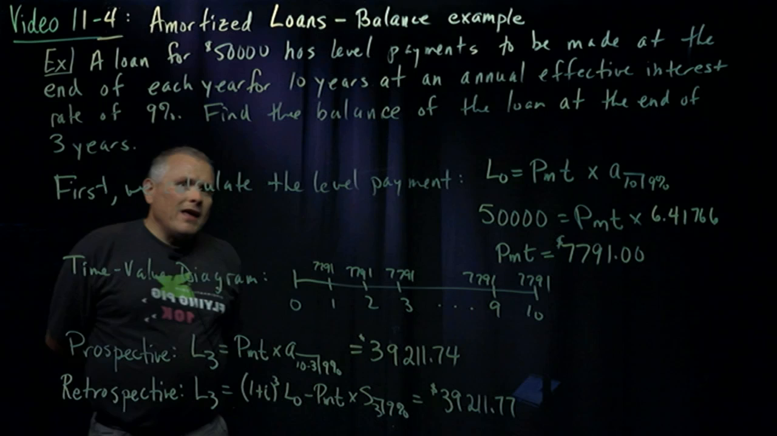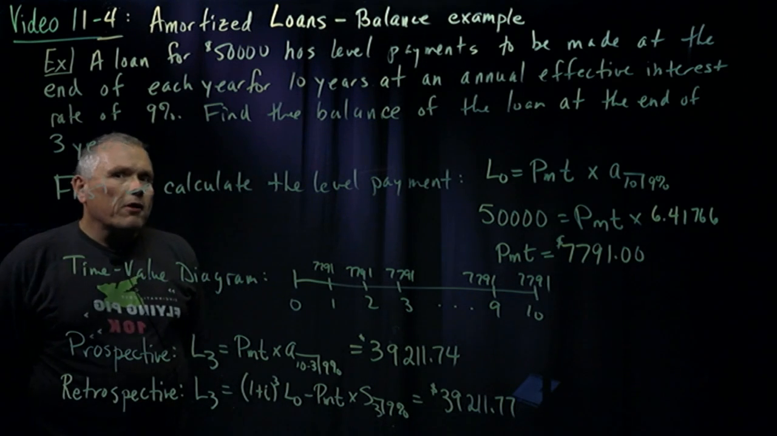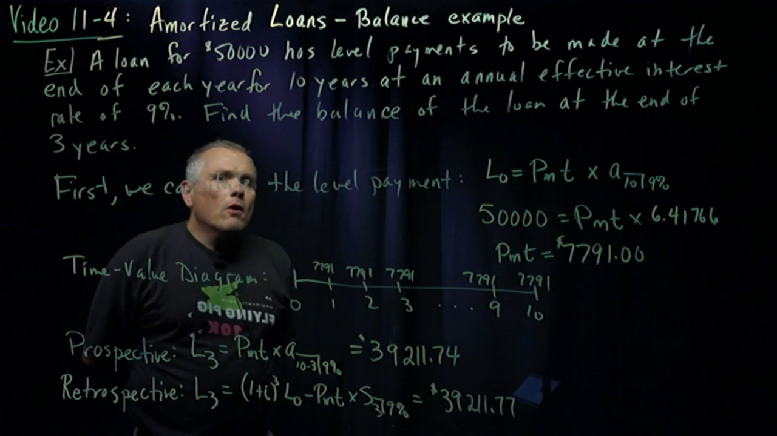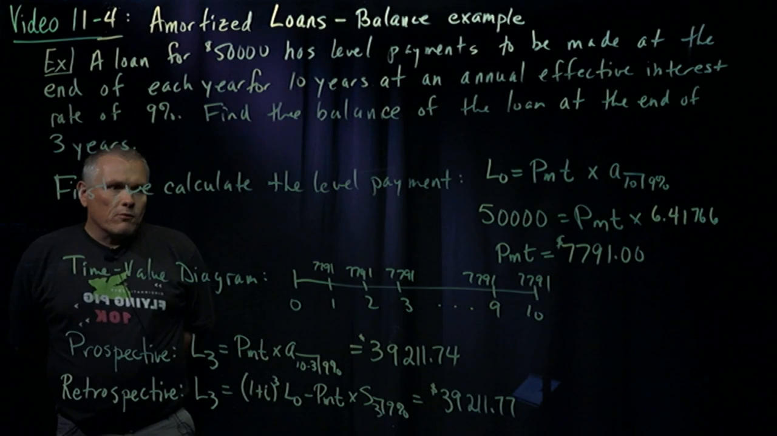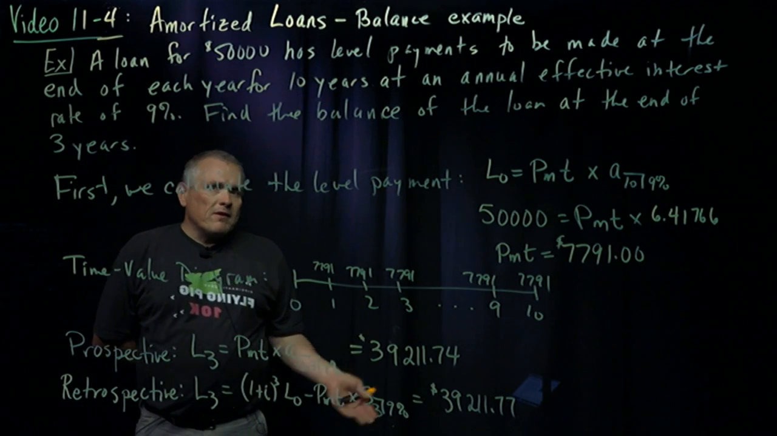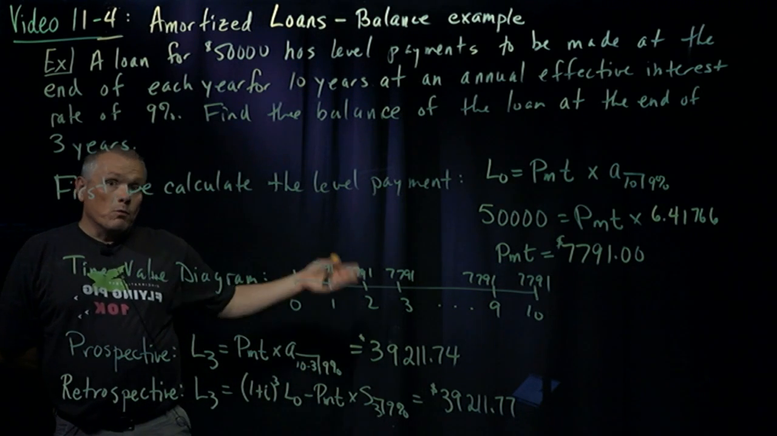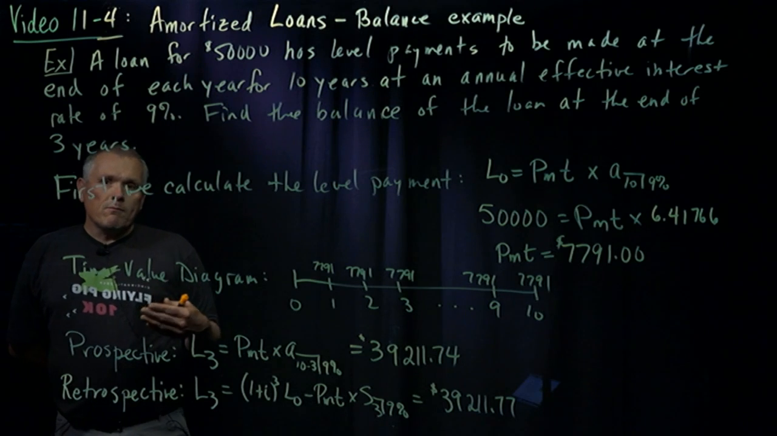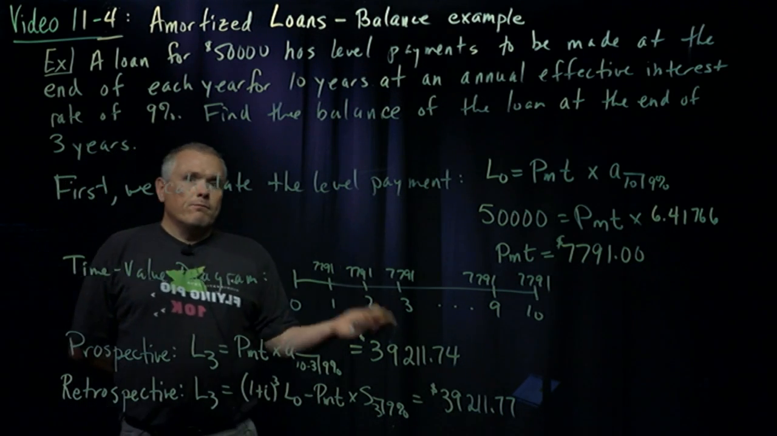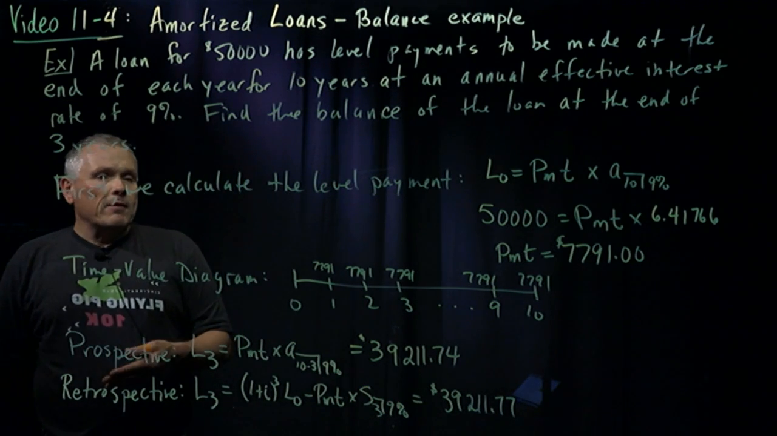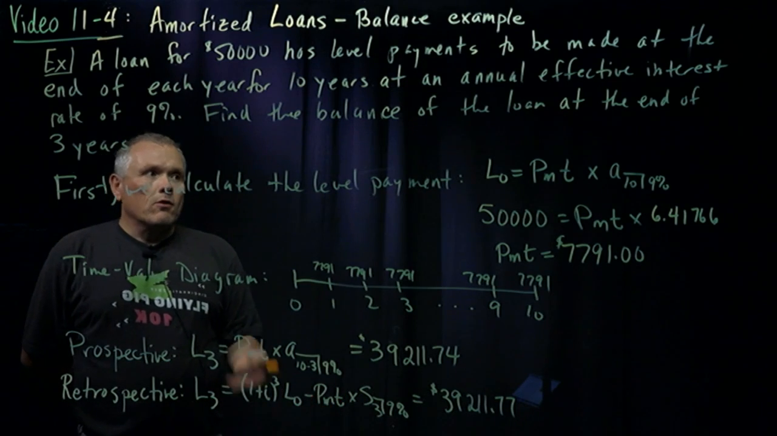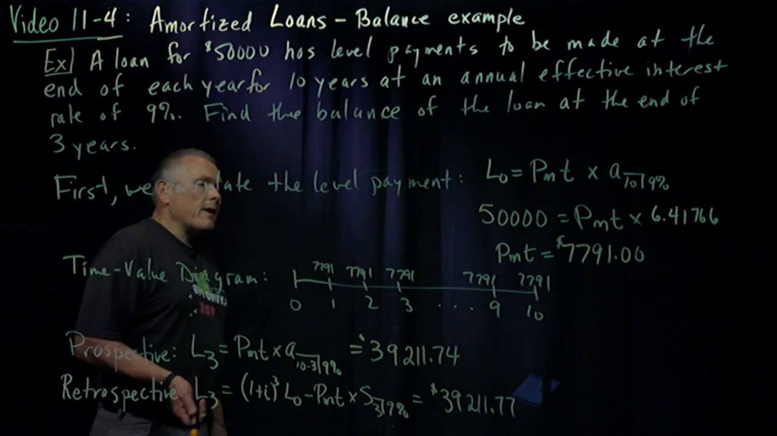Well, remember, using either the retrospective or the prospective method for finding a loan balance, we have to know what the payment is. Because remember that for the prospective method, we want the present value of remaining payments. Retrospective method involves, in part, the accumulated value of previous payments. Either way, we have to know what the payment is. So the first thing we need to do is calculate the level payment.